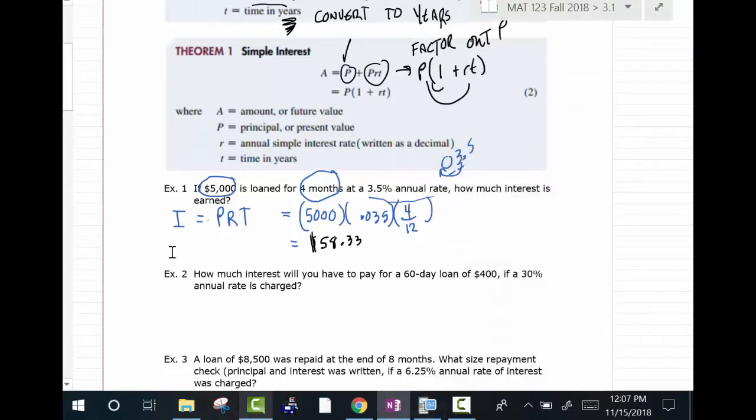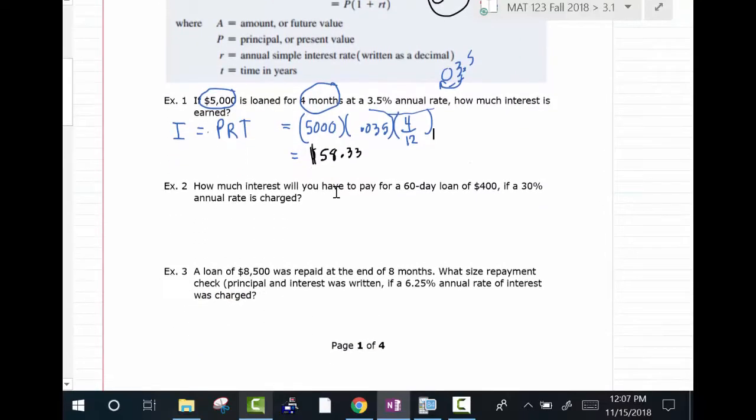So basically, real simple, you do I equals PRT, and be sure that your time is in years. If it isn't, you got to convert it. That's the biggest thing you got to know about doing these, okay?